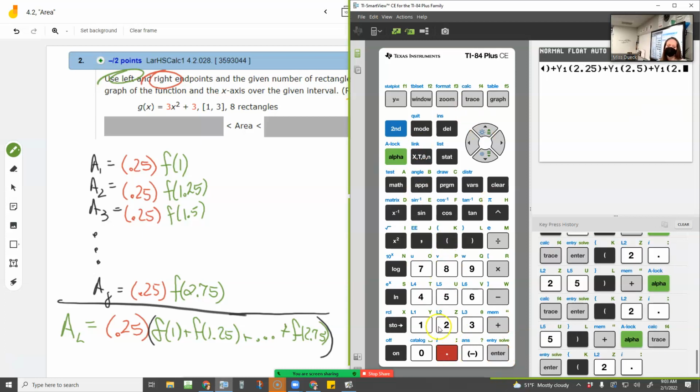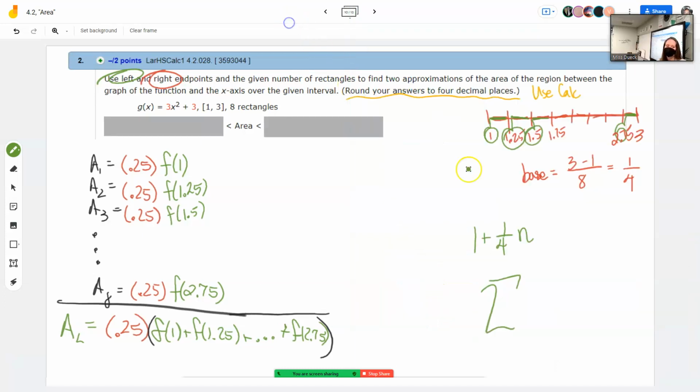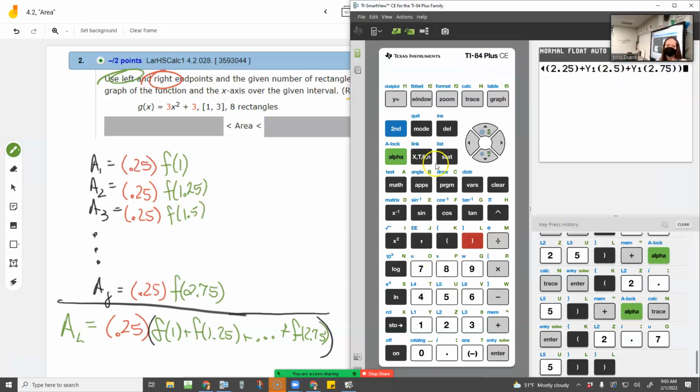But why am I stopping at 2.75? That ends. 2.75 is the left and it goes out and hits 3. I'm done. I don't need a picture. 2.75 is that last one. Let me just illustrate. 1.75 would also be, but there you go. You would have these guys. You would have 1, 2, 3, 4. I should have 8 different ones here, right?